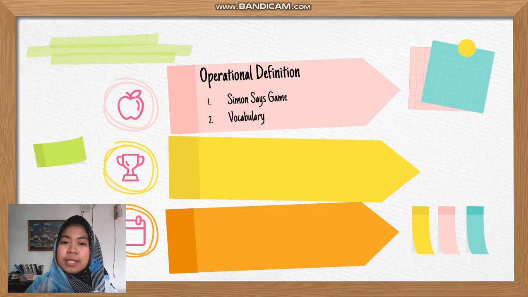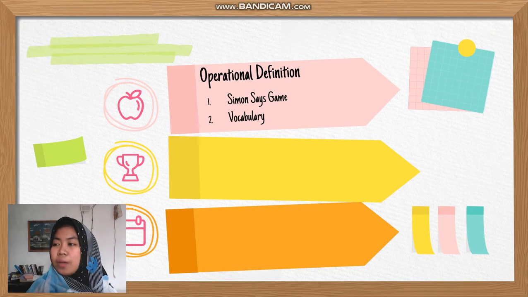First is Simon Says Game. Simon Says Game is a game or an activity that involves students following the commands of the model or the teacher. And the second one is vocabulary, of course, students' vocabulary. Vocabulary is a basic aspect that we must master before mastering English skill. And here, Simon Says Game is the independent variable, and vocabulary is the dependent variable.